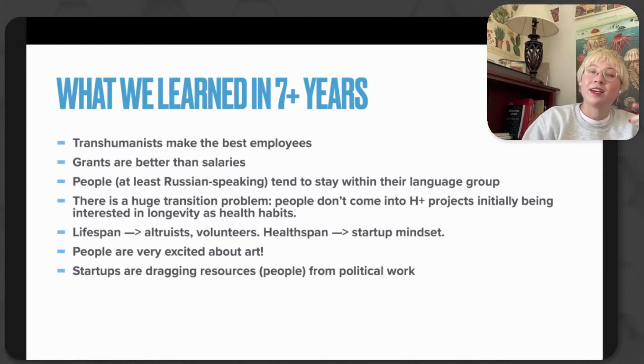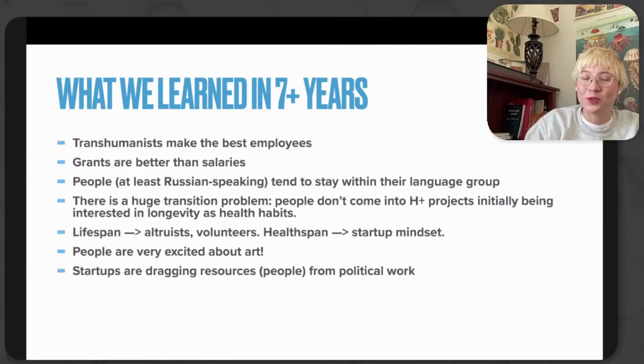Another thing we observed: people that are interested in lifespan are more altruistic. They are ready to be volunteers. They're ready to work on the projects. People that are interested in health span are interested in immediate results, and they have this startup mindset. They tend to start startups and businesses. It would be great to have a lot of businesses in the field, but it's not enough. I don't think we're there yet to start the startups.